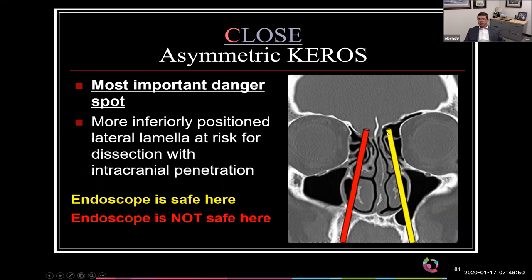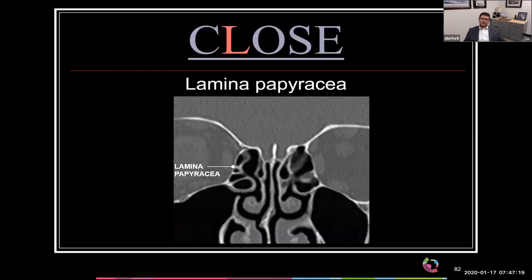So here's an example where you have an asymmetric Keros. The endoscope on this side, if you did the planning on the left, is safe. But if you use the same planning model on the left for the right, you're not safe because you may inadvertently penetrate through the lateral lamella. So the lateral lamella that's more inferiorly positioned is more at risk when you have an asymmetric Keros. So you definitely at least want to identify whether they have a Keros type 3 or whether they're asymmetric before they go in for surgery.